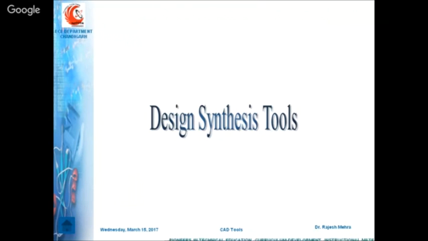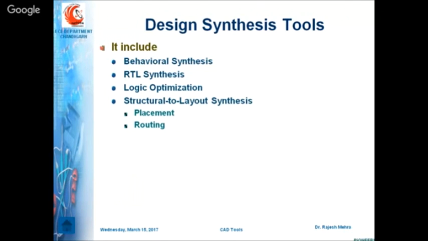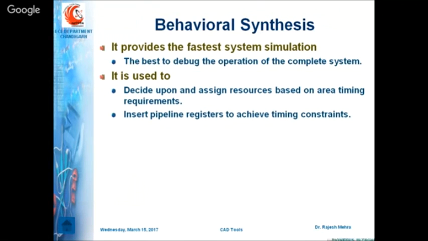In design synthesis tools, we can discuss behavioral synthesis, RTL synthesis, logic optimization, and structural to layout synthesis, where structural to layout synthesis contains placement and routing also. First is behavioral synthesis, which is the fastest simulation. You can check the behavior of your design without considering actual RC delays, without checking parasitic components like resistance and capacitance. You are concerned only with behavior simulation, and this one is the fastest, but it is not the accurate one. It is used to decide how to assign resources based on your area and timing requirements, and sometimes we insert pipeline registers to achieve timing constraints.